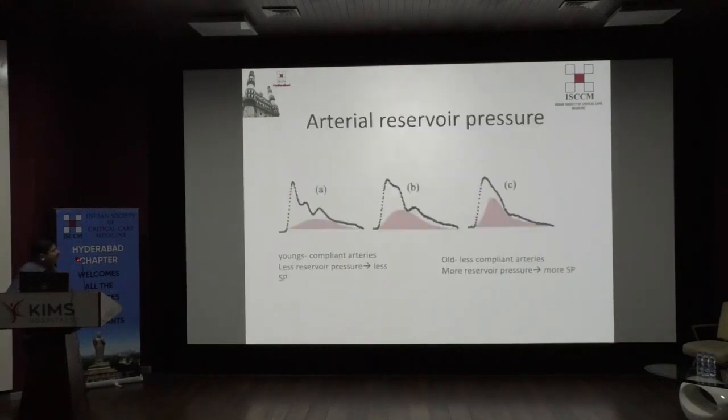So how do we differentiate? In young patients, the arteries are more compliant, so there will be less reservoir pressure, which will lead to a lower systolic pressure. Similarly, in old patients, the arteries will be less compliant, so they cannot hold the blood. Pressure changes will be very rapid, so we will see the reservoir pressure will be more. That will add to the systolic peak, and there will be increased systolic pressure.